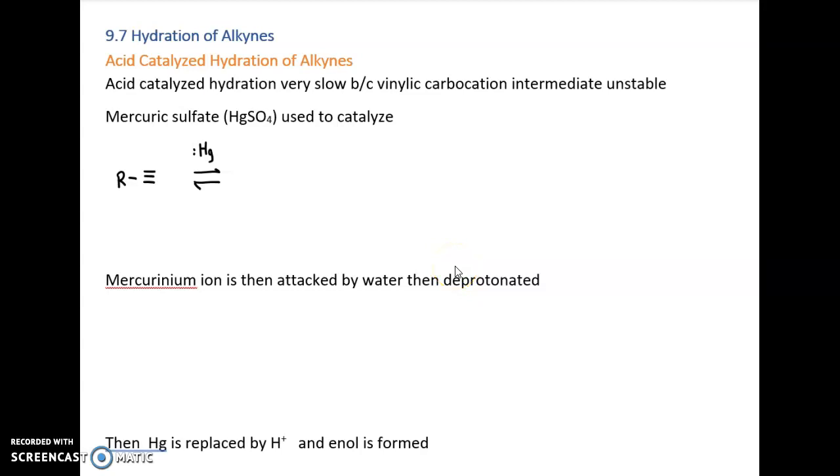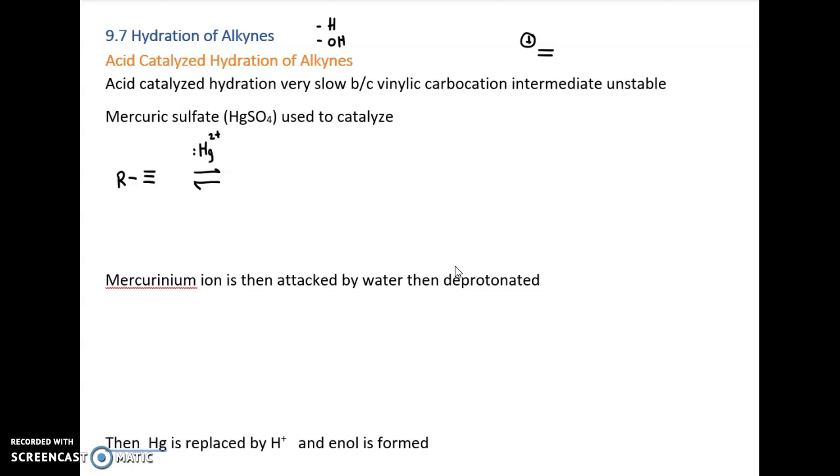Hydration of alkynes. So we're going to add a proton to one side and a hydroxy to the other. Now, acid-catalyzed hydration of alkynes occurs very slowly because of the vinylic carbocation intermediate not being very stable. That's that positive charge on a carbon that's sp2 hybridized. Okay, so we add mercury, and that will make it more stable.